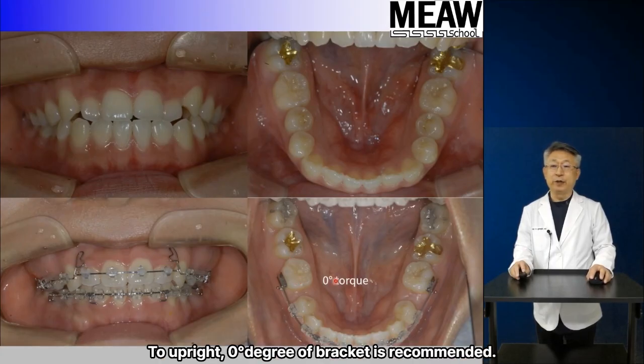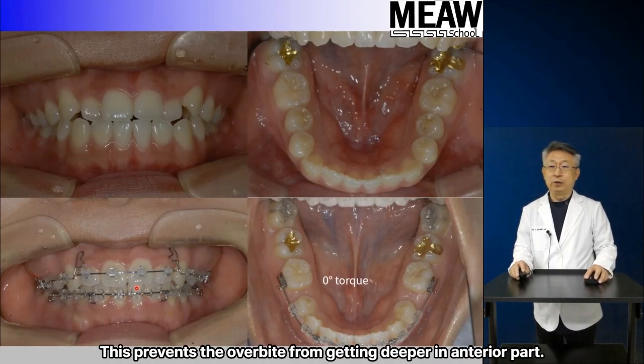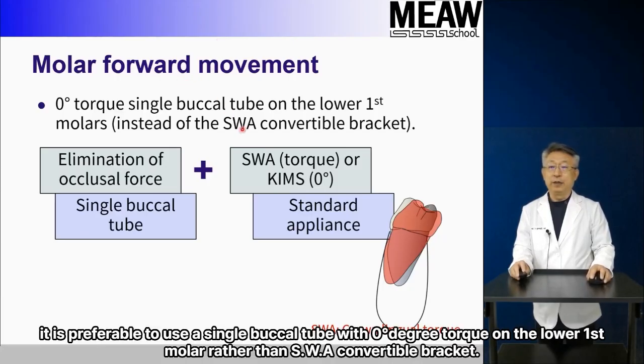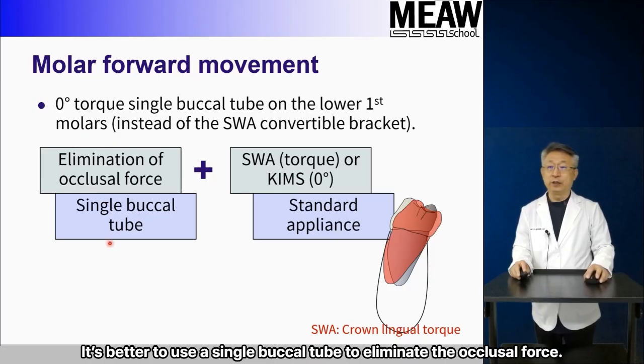2 upright, 0 degree of bracket is recommended. This prevents the overbite from getting deeper in anterior part. In other words, when the molar forward movement is needed, it is preferable to use a single buccal tube with 0 degree torque on the lower first molar rather than SWA convertible bracket. It's better to use a single buccal tube to eliminate the occlusal force.